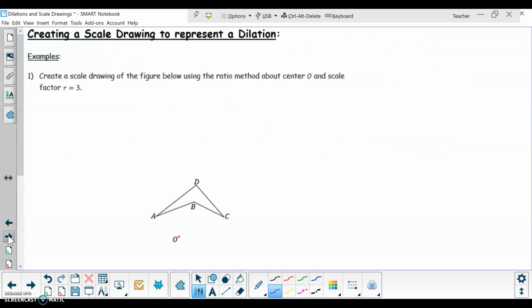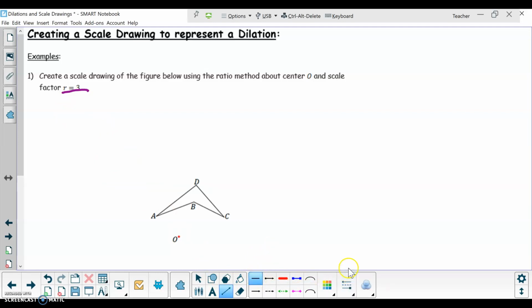Okay, so here we're going to actually perform a dilation. So in this first example, it says create a scale drawing to the figure below using the ratio method about center O. Okay, so center O is the center of dilation. And we're dilating by a scale factor of 3. So that means that we're going to produce a figure that's 3 times the size of the original.